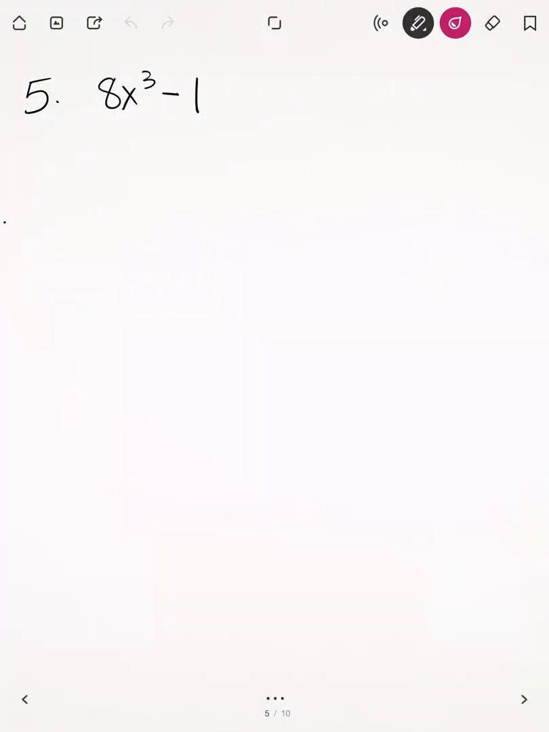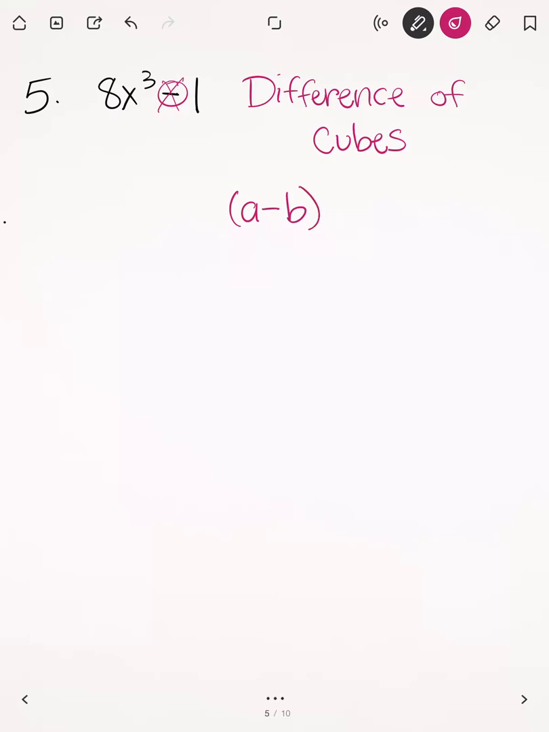Looking at number 5, I have 8x cubed minus 1. I now have a difference, and I have some perfect cubes. So this is a difference of cubes. For a difference of cubes, all I need that negative for is to tell me that it's a difference, and now I don't need it anymore. I have a new pattern. It is a minus b now. And then everything in the second part, the trinomial, is positive.